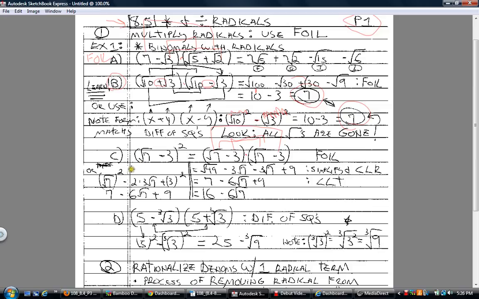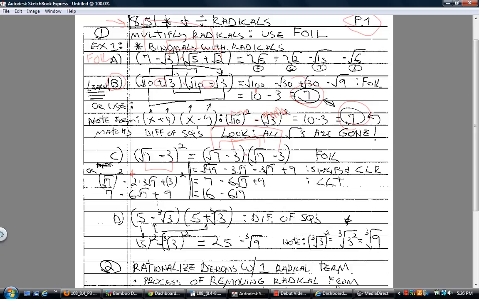If you remember you've got a perfect square trinomial, you could do what? Let's see if you remember it. Take the first term, which is square root of 7, square it. Multiply the two terms together and double. Hopefully remember all this good. Take the second term and square it.